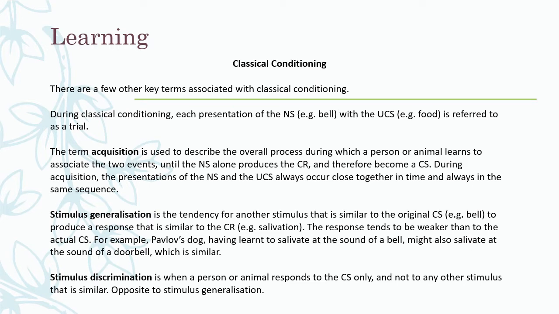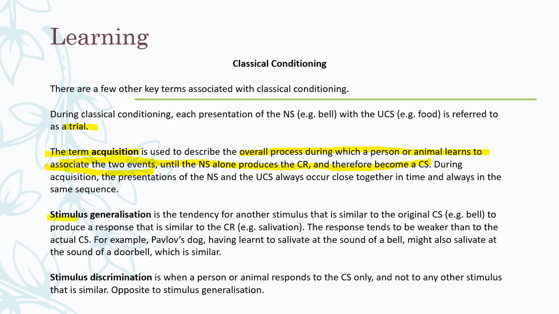So some of the terms that are associated with classical conditioning: each presentation of the NS with the UCS is referred to as a trial. This is a term that comes up quite a lot, and it's acquisition. Acquisition is the overall process during which a person or animal learns to associate the two events until the NS alone produces the CR and therefore becomes a CS. You need to use the word acquisition.